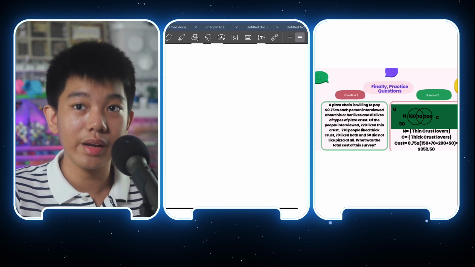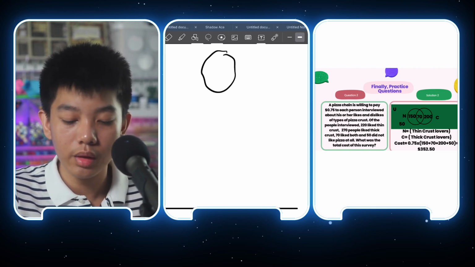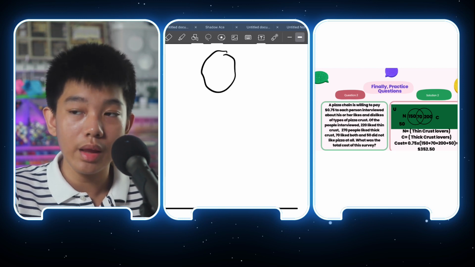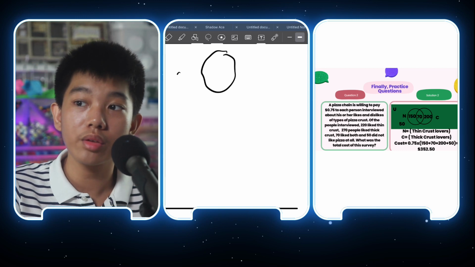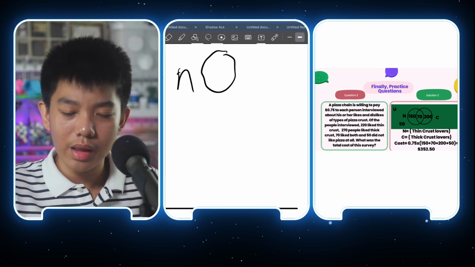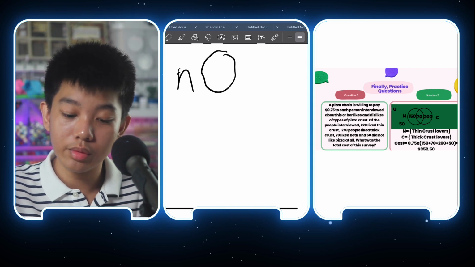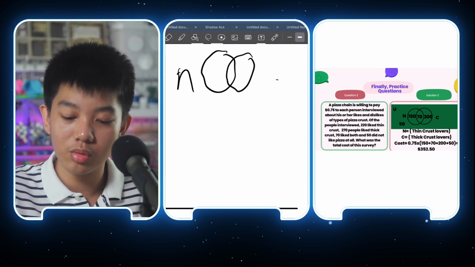So we'll use a Venn diagram for this one, and create two circles and label them. We'll use N for the number of people who like thin crust, and we'll make another circle here, making sure to intersect them since some people like both, and C for thick crust.